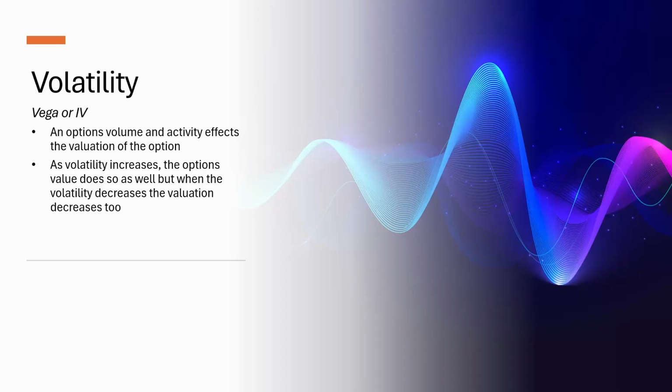Now, the other valuation on the extrinsic is the volatility. This is also known as Vega or IV. This is determined by an option's volume and the activity of that option that affects the valuation of the option itself. So as volatility increases, the option's value does so as well. But when the volatility decreases, the valuation decreases too.